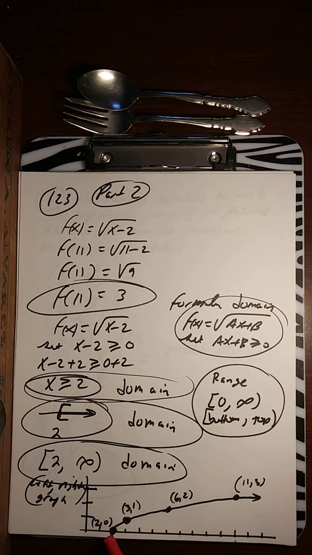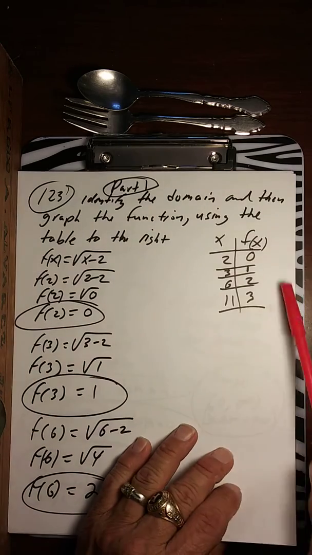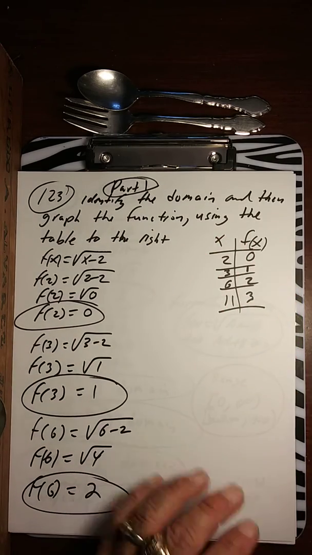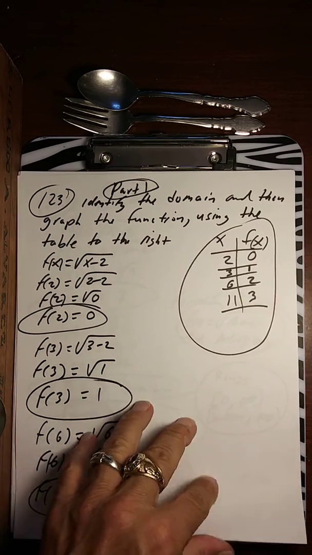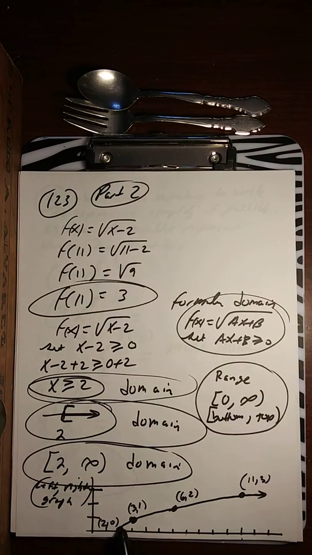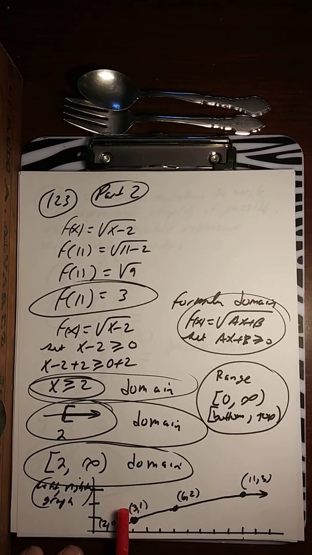So now, here are the points again. (2, 0), (3, 1), (6, 2), (11, 3). I got those points from where? From right here. Put those numbers in the graph. So we have (2, 0), (3, 1), (6, 2), (11, 3). Keeps going that way. So the domain is from right here, from 2, keep going that way.